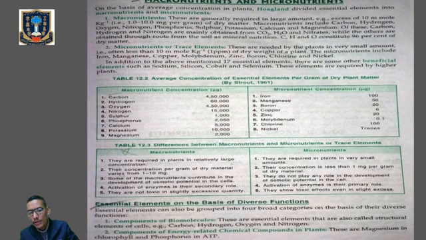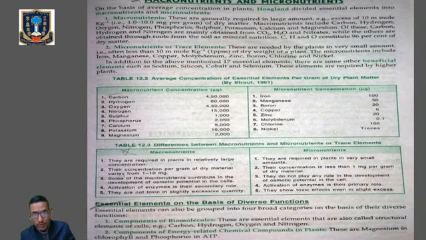Macronutrients are not toxic in slightly excessive quantity, whereas micronutrients show toxic effects even in slight excess. Okay, so these are the differences between the macronutrients and the micronutrients.